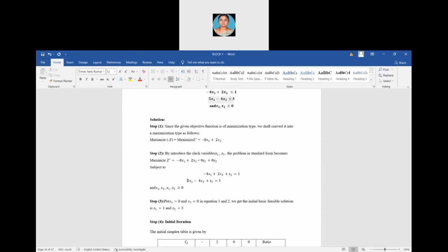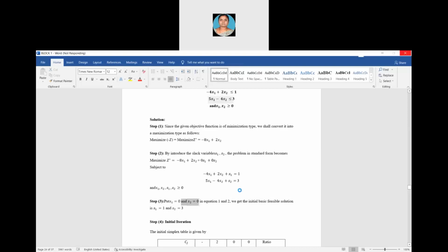How many slack variables are we having here? Two slack variables, since two equations are there. First one is s1, another one is s2. And this s1 and s2 must be introduced in the objective function also with the coefficient 0, that is, 0 s1 plus 0 s2. You have to arrange it neatly in your table. Initially, if you put x1, x2 equal to 0 in these two equations, you will get s1 equal to 1 and s2 equal to 3, the basic feasible solution. So this one is also okay.